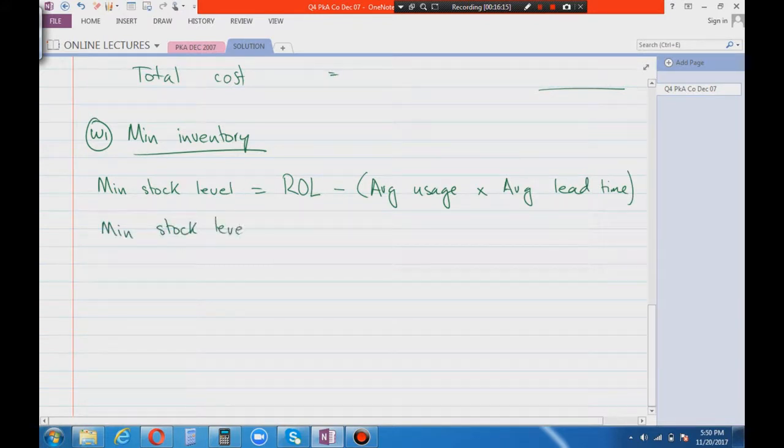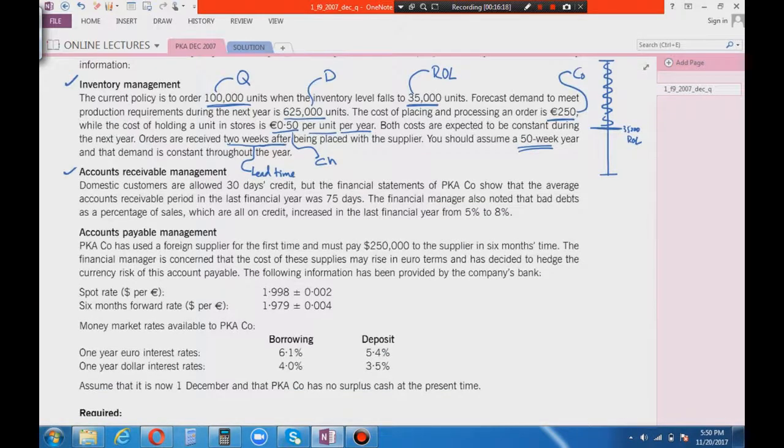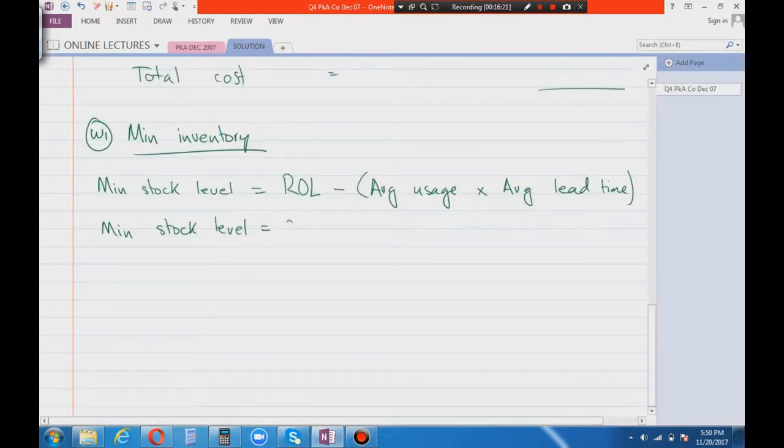So minimum stock level is equal to reorder level 35,000 minus average usage. The demand was 625,000 and we have 50 weeks in the year, so this will give you average usage per week, multiplied by 2 weeks lead time. As per our question, 2 weeks is the lead time, so this will give you usage of the 2 weeks time, right?